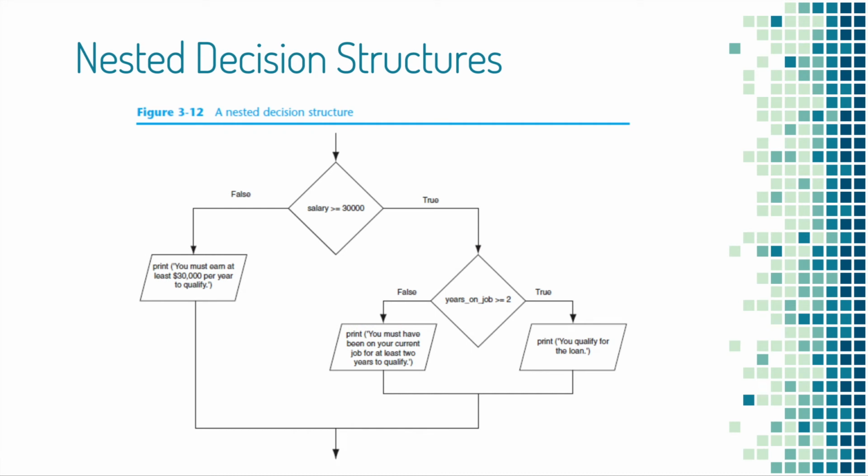So this is how they will look in the actual flowchart. This is where it's getting a little bit more complicated, but that's okay. So in this case, if the salary is greater than or equal to 30,000, and that's true, we move on to the next if statement. We say if the years on the job is greater than or equal to 2, then we can say that they qualify for a loan. If not, we say false, and it says you must be at your current job for at least 2 years to qualify. And if their salary is not even above 30,000, then we say you need at least 30,000 per year to qualify. This is called a nested decision structure.